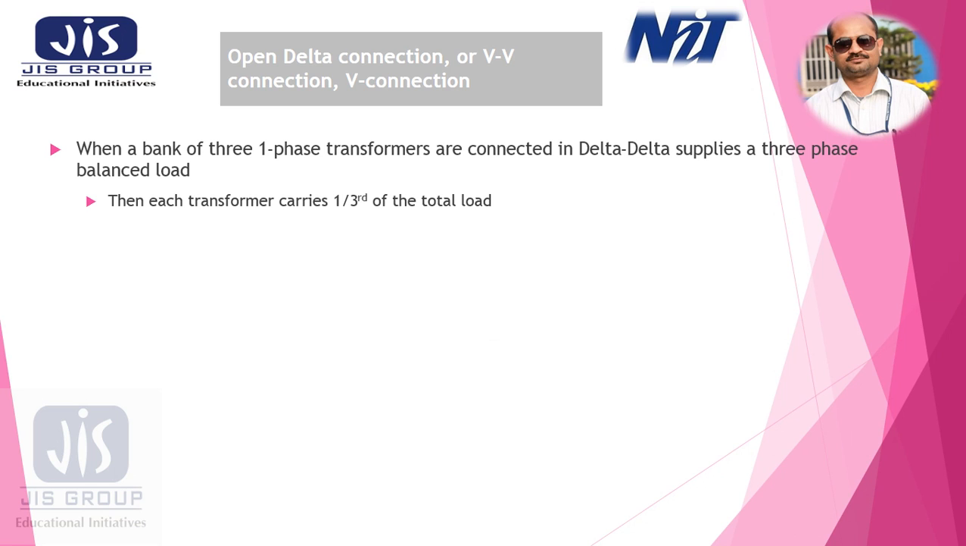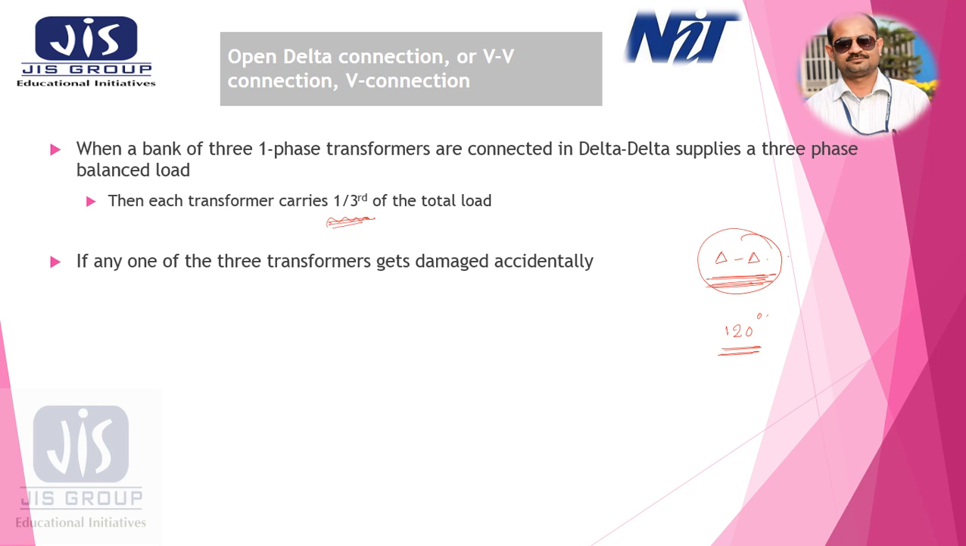Now, when a bank of three single phase transformers is connected in delta-delta and is supplying a balanced three phase supply, that means each and every phase is 120 degrees apart in time. So each single phase transformer is supplying 1/3 of the total load. Now suppose any one of the three transformers gets damaged accidentally, what will happen?